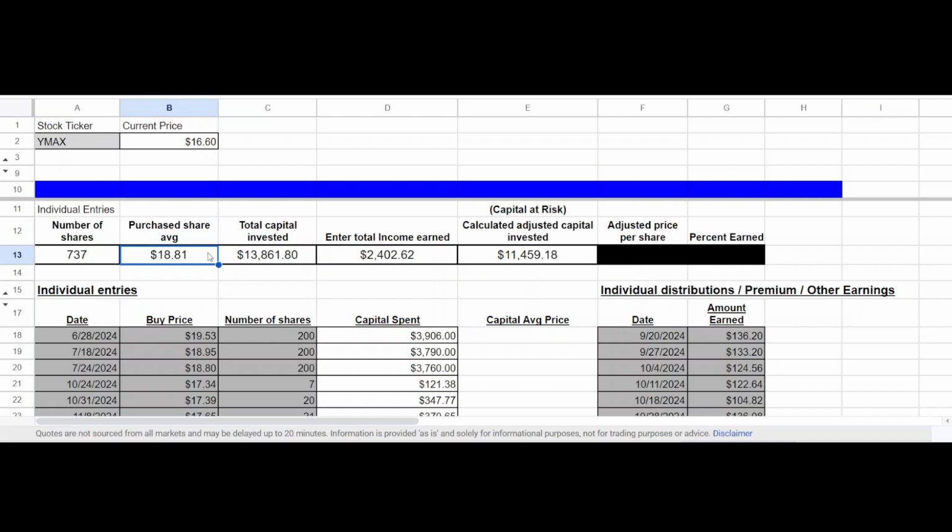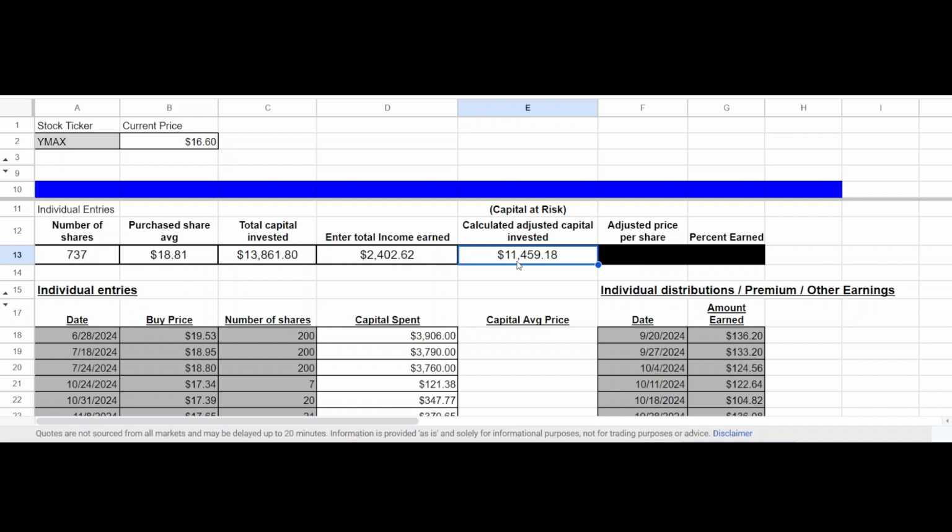Because that number does not take into account any distributions I've earned, any kind of premium if I've sold options against it. Nothing. It does not take into account any of that. So in order to find out how much I really have invested into it, I have to count that in. So that's how I get that $11,459.18. It is my new capital at risk, because I've earned $2,400 of it. So this is my new capital at risk.